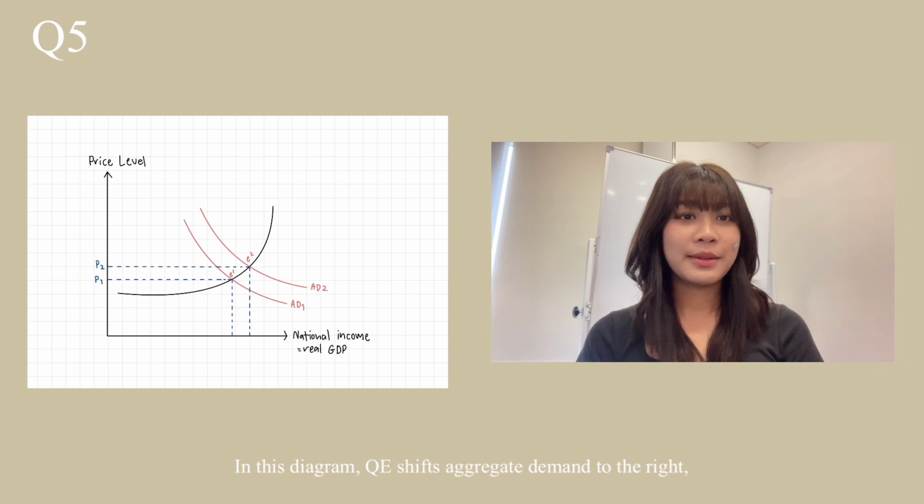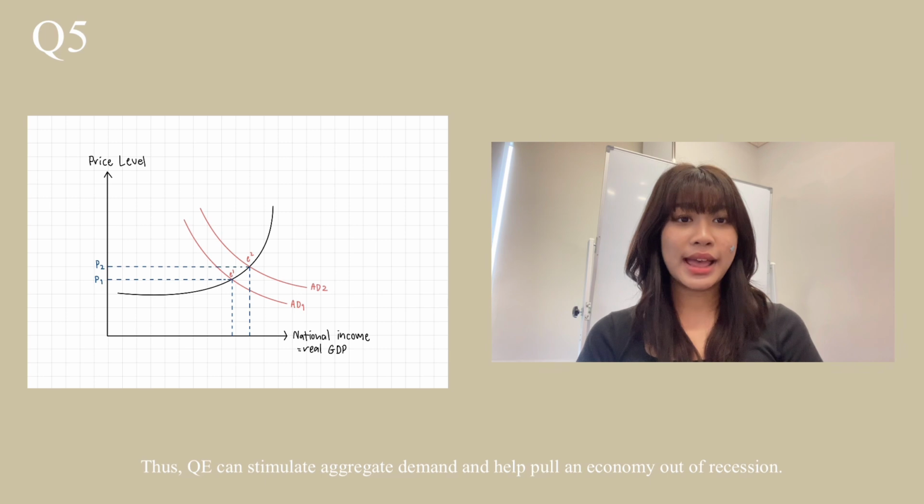In this diagram, QE shifts aggregate demand to the right, leading to an increase in both price level and real GDP. Thus, QE can stimulate aggregate demand and help pull an economy out of recession.